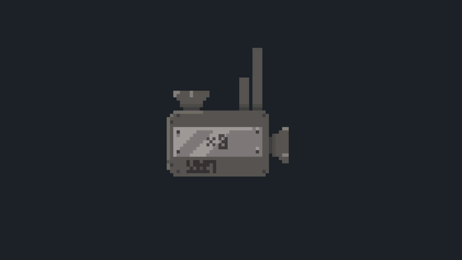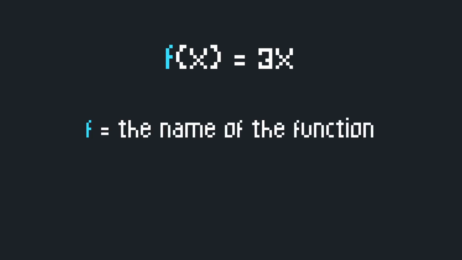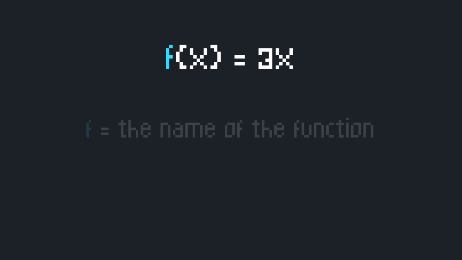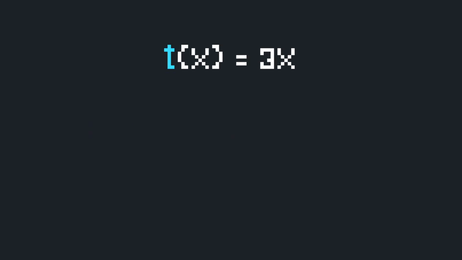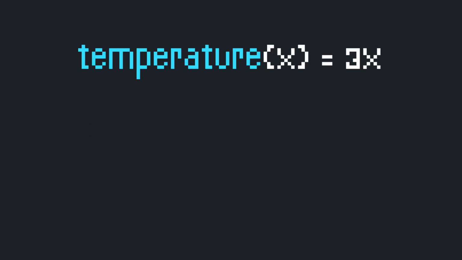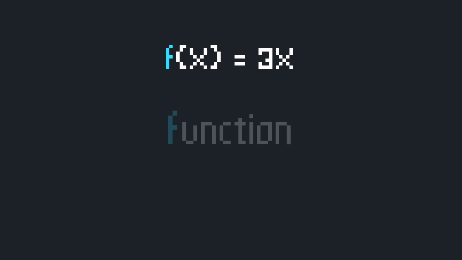In mathematics, we like tidy notation. You'll often see a function written as f of x equals 3x. Read it carefully. F is the name of the machine, merely a convenient label. The name can be anything. You'll see g, h, t, or named functions like temperature. And f is convenient because it is the first letter in the word function.